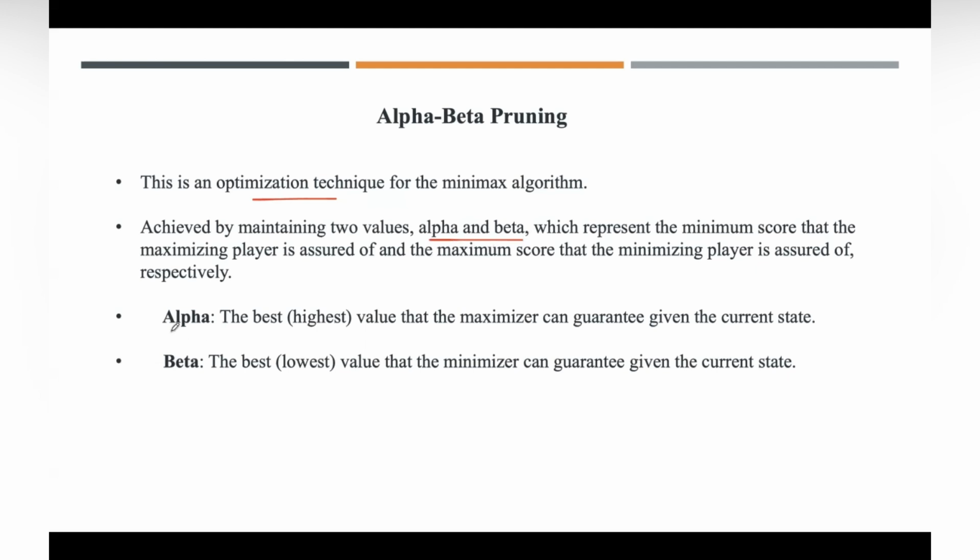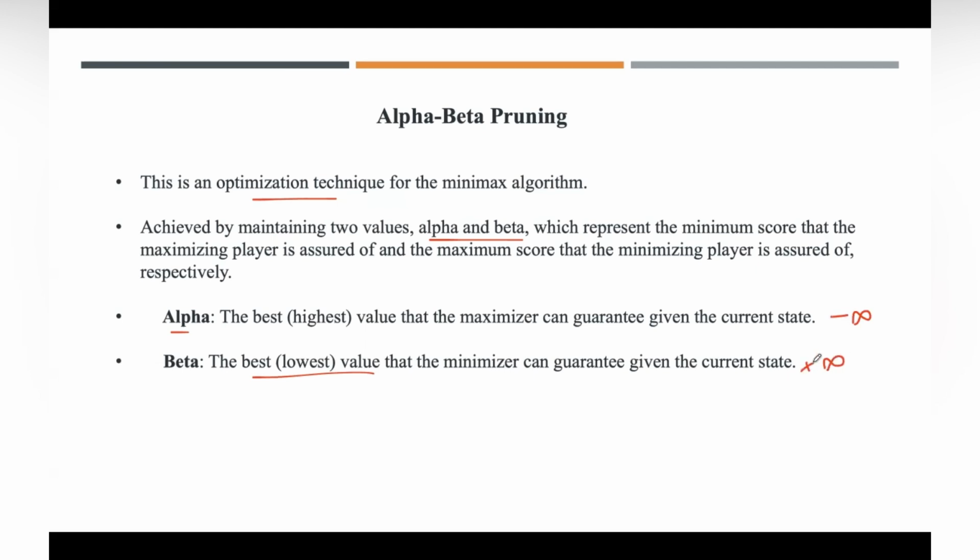So this alpha is the best, or the highest, value we have found so far at any point along the path of the maximizer. The initial value of alpha is minus infinity. And beta is the best lowest value that the minimizer can guarantee, or we have found so far, at any point along the path of the minimizer. The initial value of beta is plus infinity.